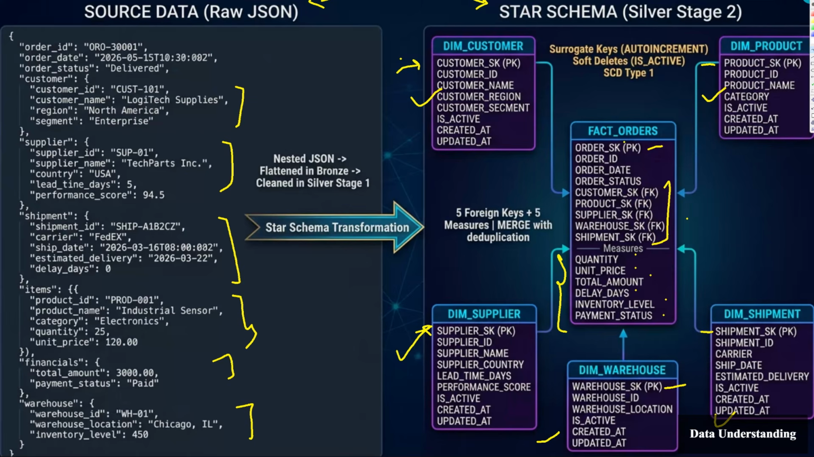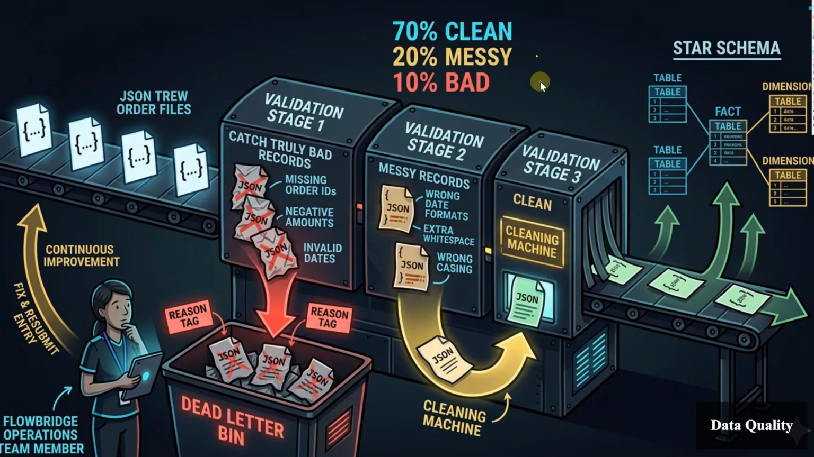Now moving forward, let's discuss data quality. Data quality is one of the most important and most overlooked parts in any real pipeline. Let me show you how we are exactly handling it. So we have a data mix at our source system with approximately 70% clean data, approximately 20% messy data, and approximately 10% genuinely bad records. Our pipeline is designed to handle all of these three with no manual intervention except for truly unrecoverable records.